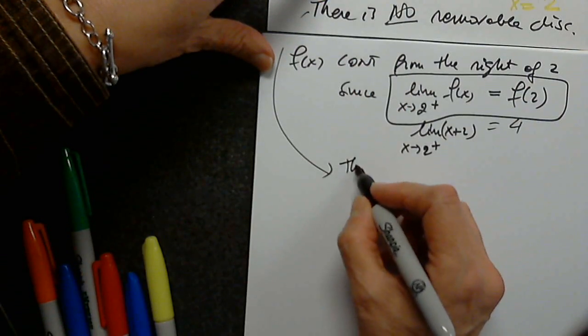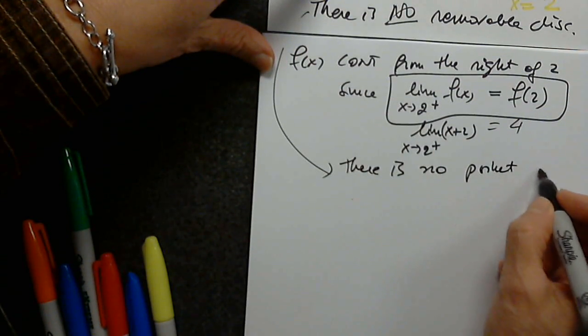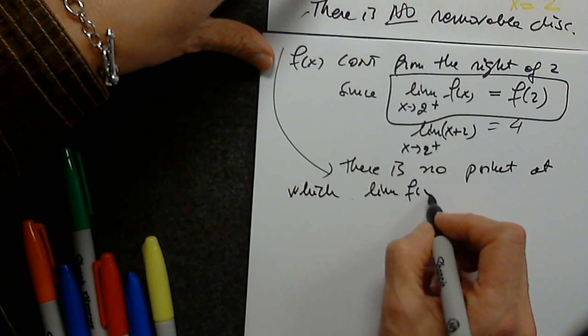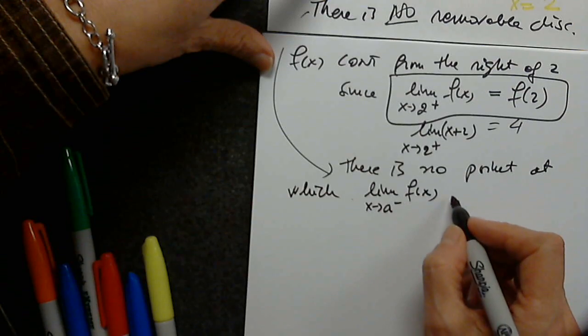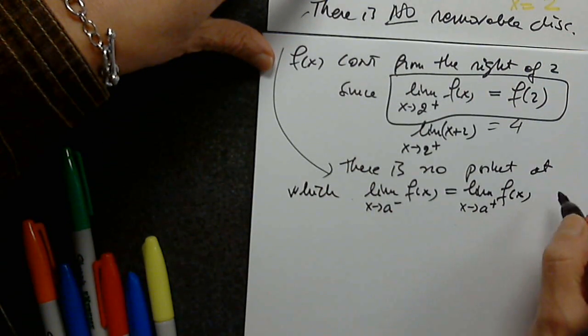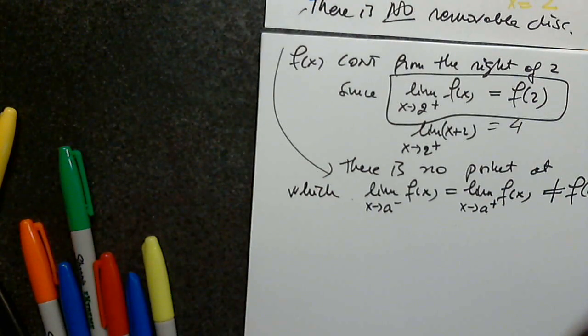So I'm going to say since there is no point at which the limit of f of x as x approaches a from the left equals the limit of f of x as x approaches a from the right, but it does not equal f of a. This is the definition of a removable discontinuity. The limit from the left equals the limit from the right, but it does not equal the function value at that point, and this function does not have a point like that.